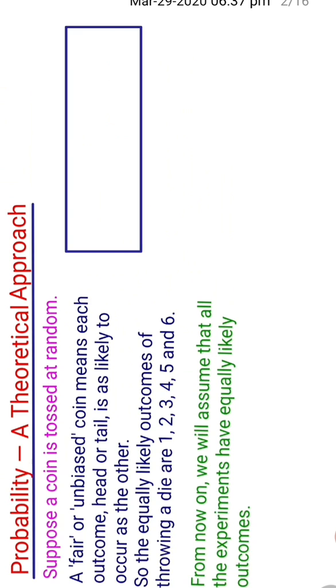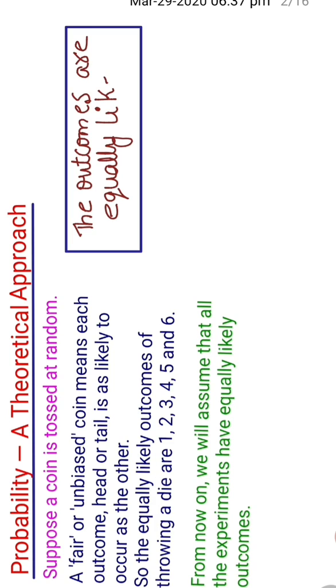Okay. Now, let's look at the theoretical approach of probability. It is not based on performing actual experiments. Suppose a coin is tossed at random. Now, a fair or unbiased coin means each outcome, that is head or tail, is as likely to occur as the other. That means the outcomes are equally likely. Equally likely outcomes means that each outcome is as likely to occur as the other outcomes.